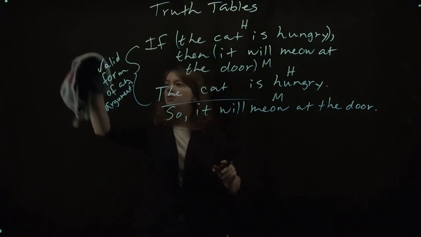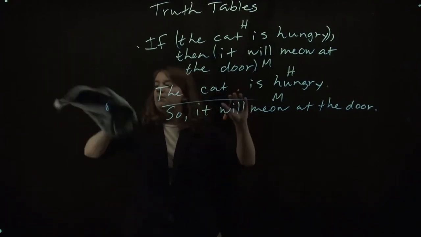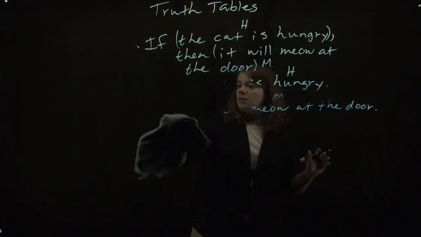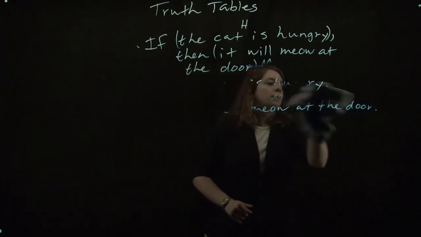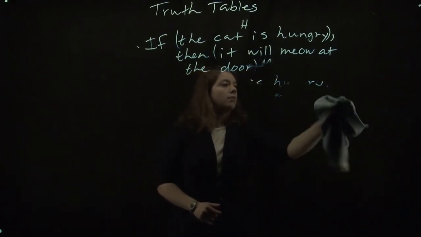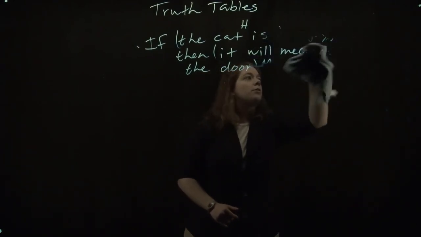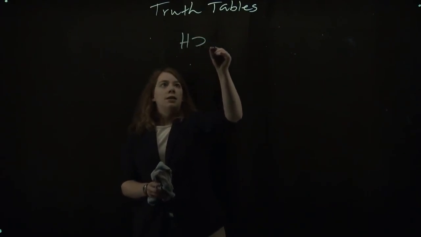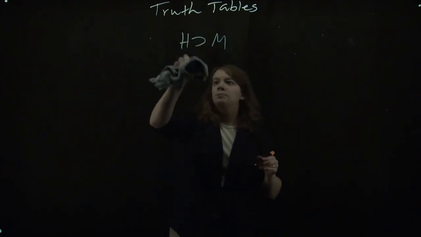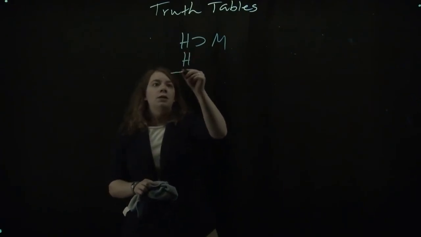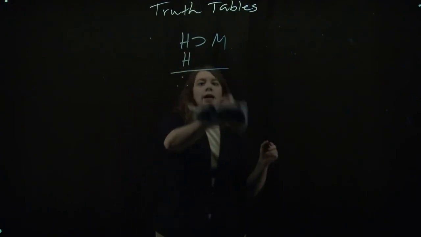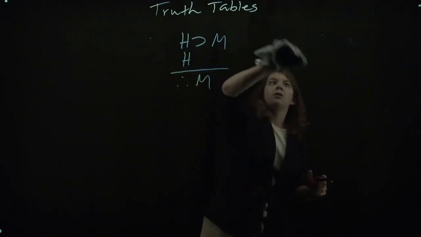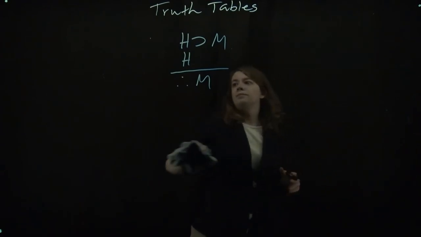So in order to do that, we need to get this argument down to its propositional form. All right. So let's put together what is put in words here. We would say something like, if the cat is hungry, then horseshoe will meow at the door. The cat is hungry, so therefore the cat will meow at the door. Okay, so that's our basic argument form. And our question is, is this a valid or an invalid argument?